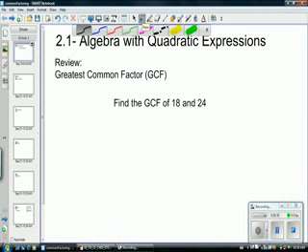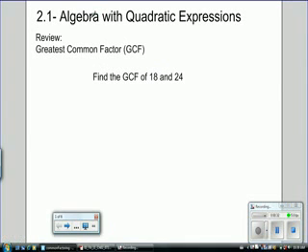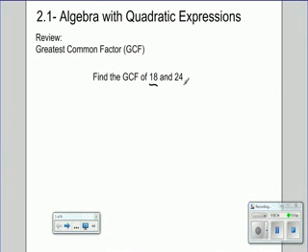To get started, let's choose a pen. Here we go. So we're going to find the greatest common factor of 18 and 24. Now the greatest common factor is the biggest number that will divide both of those nicely. The easiest way to do this is to think of numbers, but we want the biggest one. So what I like to do is list the factors of each number.